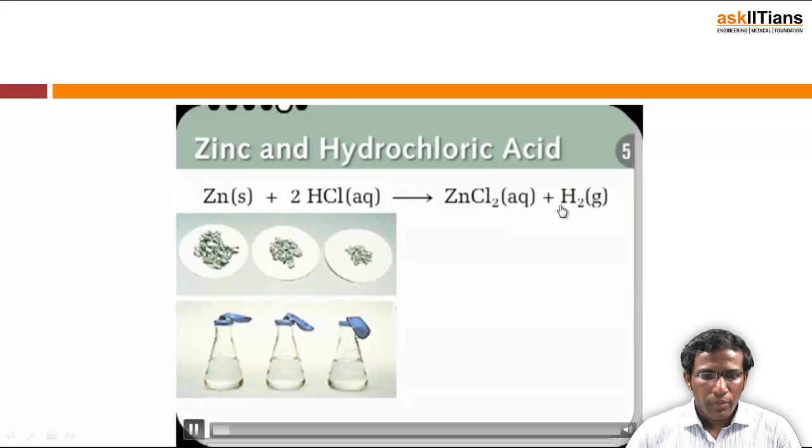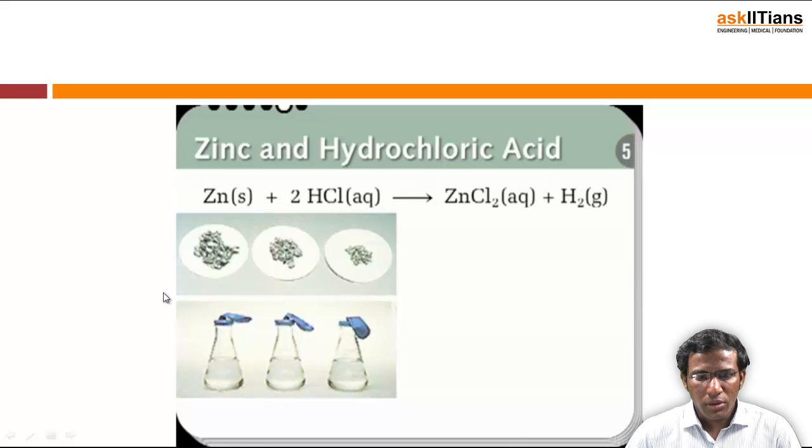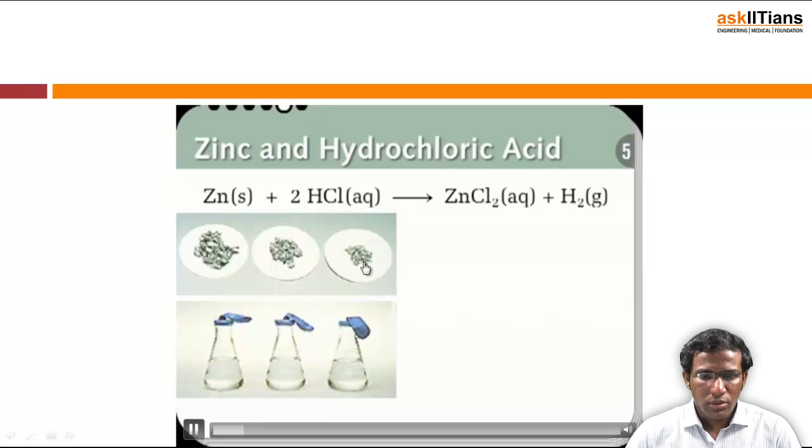So here there are quite a few things that we need to observe. We have taken zinc in different amounts. Zinc is taken in variable amounts, but the amount of hydrochloric acid is the same in all these three reactions. We need to observe some important things. One is to see whether the zinc is consumed completely in all the reactions, or in any reaction zinc is not completely consumed or something is left out.